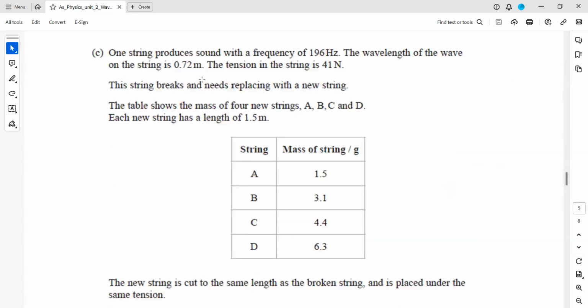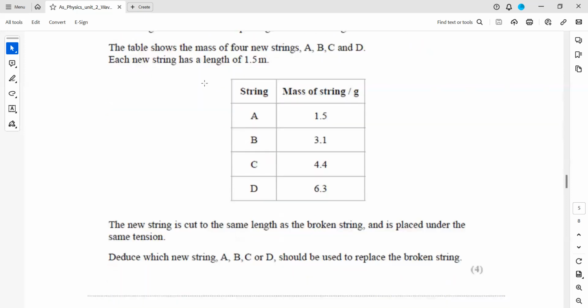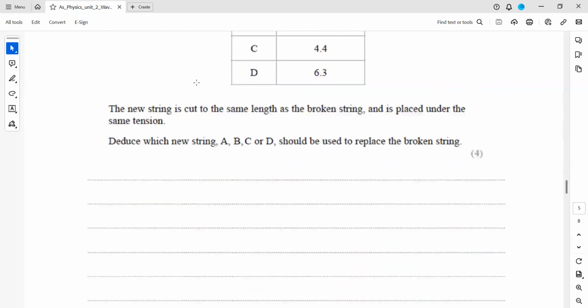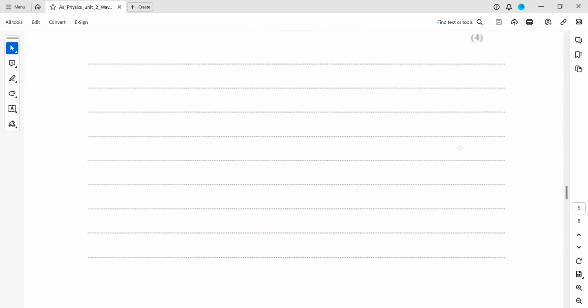One string produces a sound with a frequency of 196 hertz. The wavelength of a wave in the string is 0.72 and the tension is 41. The string breaks and needs to be replaced with a new string. The table shows the mass of the four new strings A, B, C, and D. Each string has a length of 1.5. The new string is cut to the same length as the broken string and then placed under the same tension. Deduce which new string A, B, C, or D should be used to replace the broken string.